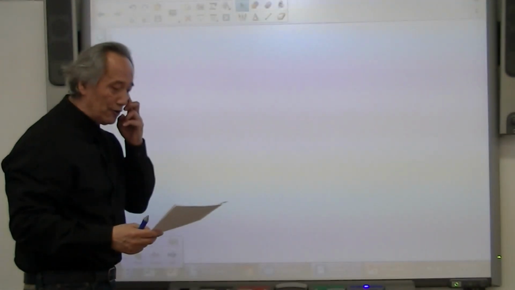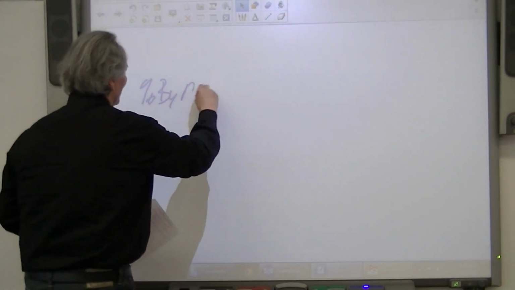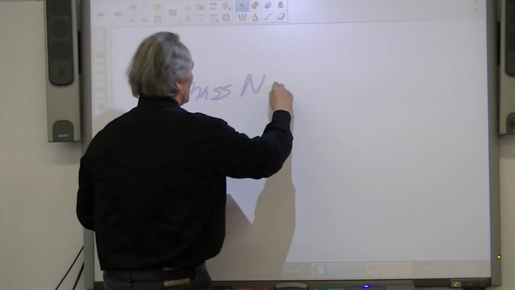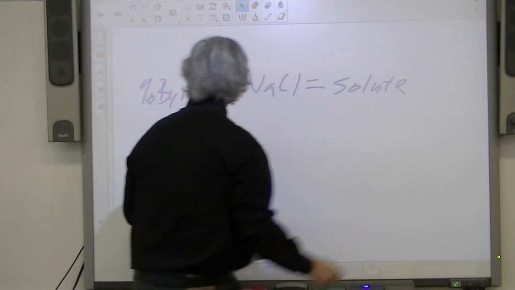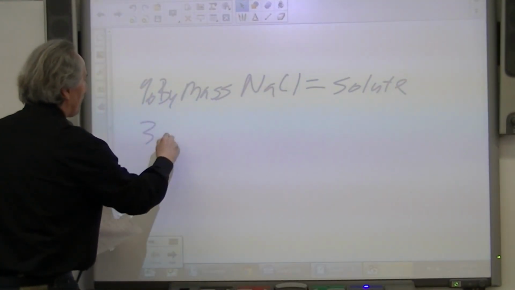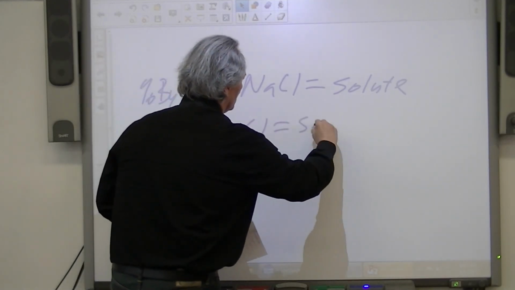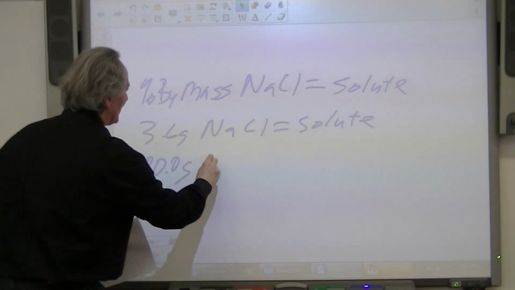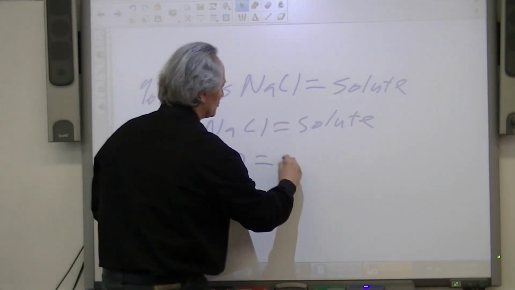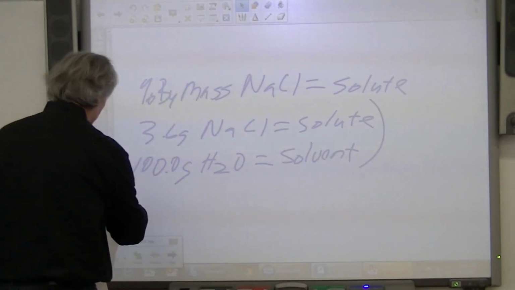Well, note that the first thing we want to identify is what we are looking for. In this case, we are looking for the percent by mass of the sodium chloride. Note also that this is our solute. They've given us 3.6 grams of sodium chloride, again our solute, and that was added to 100 grams of H2O. That H2O is our solvent. Hence we have, as you know, an aqueous solution there.